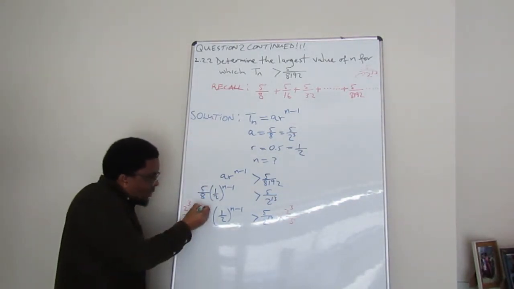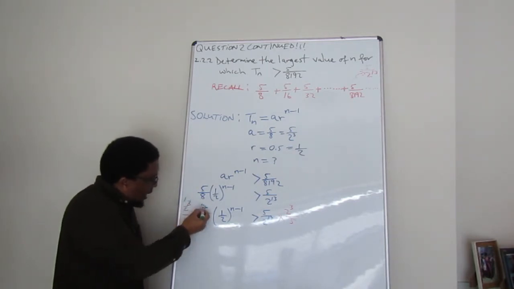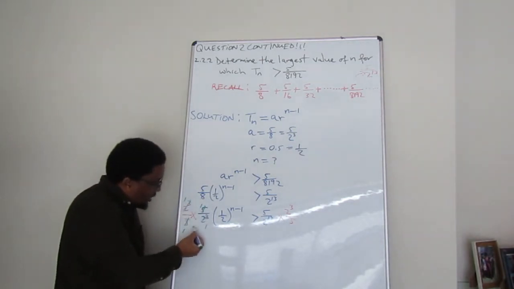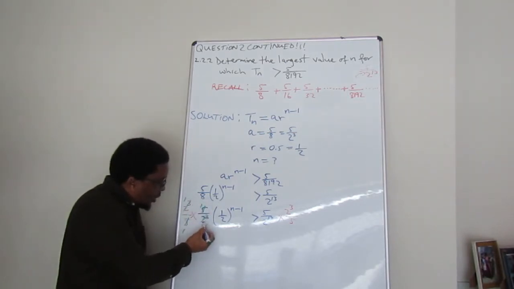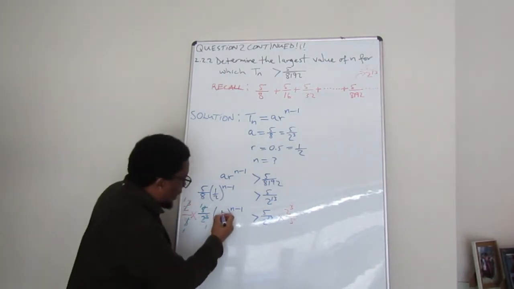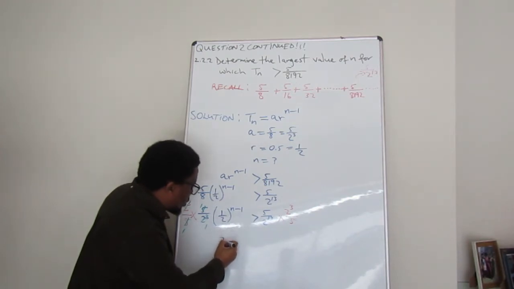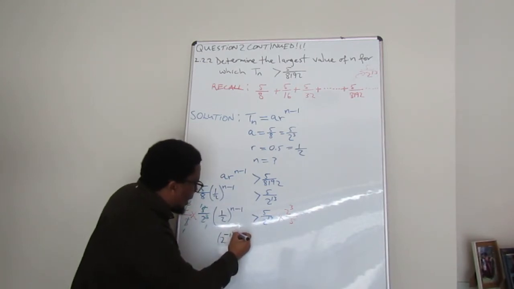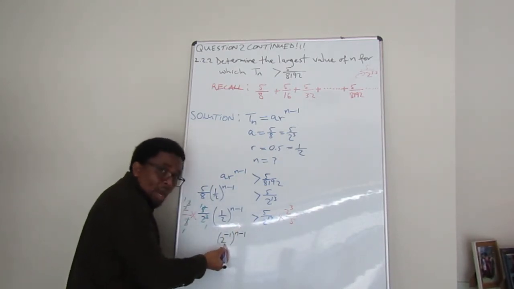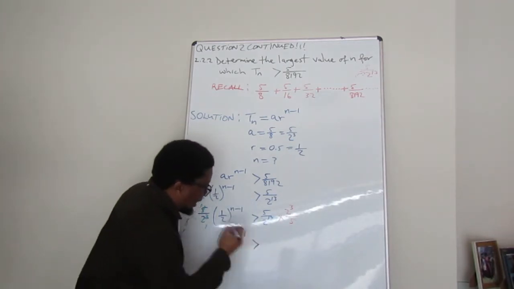Why? Because 5 goes into 5 once, 5 goes into 5 once, 2 to the power 3 goes here once, 2 to the power 3 goes here once. 1 times 1 is 1, divided by 1 times 1 is 1, 1 divided by 1 is 1, 1 times this, then I am left with 1 over 2. I can write 1 over 2 in this case as 2 to the power minus 1, to the power n minus 1. I'll show you the reason why I want to write it as 2.